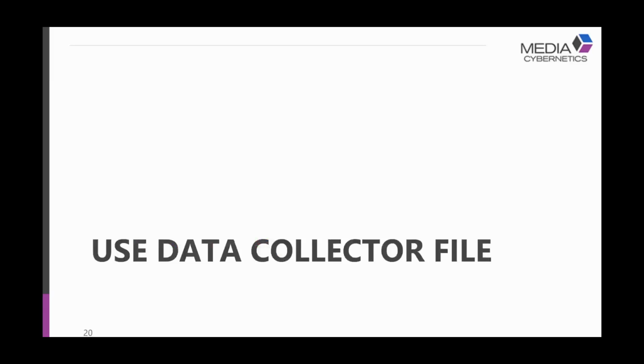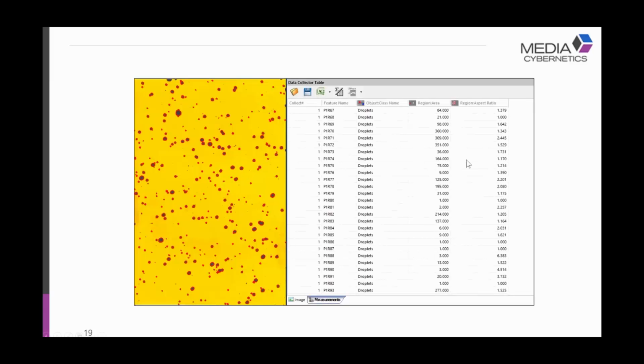One way is if I have all the raw data and want to look at the overall stats in that data collector table, since I have all the raw data there, I can use this statistics button here. That will give me the overall statistics for all of the objects.